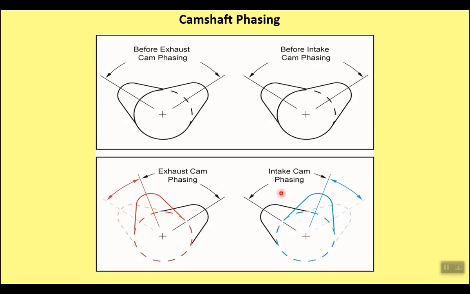Now, when I have cam phasing on the intake, it's for performance. And when I have cam phasing on the exhaust, it's more for emissions. When I do both of these and I have a phaser on the intake and the exhaust, it gives me the best of both worlds. Now, this overlap period is going to allow me to lose vacuum. This will be referred to as an internal EGR system. When I have heavy overlap, you will have a loss of vacuum.